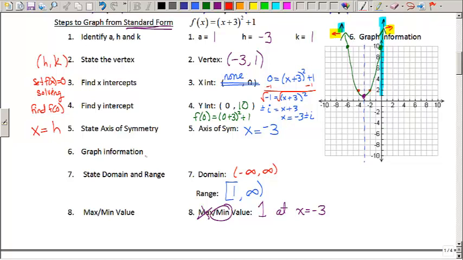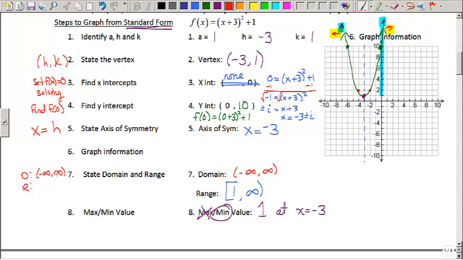Next, we graphed our information and were asked to find the domain and range. Well, for quadratic functions, domains and ranges have some common patterns. My domain is always going to be all real numbers. It has no excluded values from the domain because we don't have a rational function. We also don't have an even root function. So there's no values that are ever going to be excluded from the domain. My domain will always be all real numbers for quadratic functions.